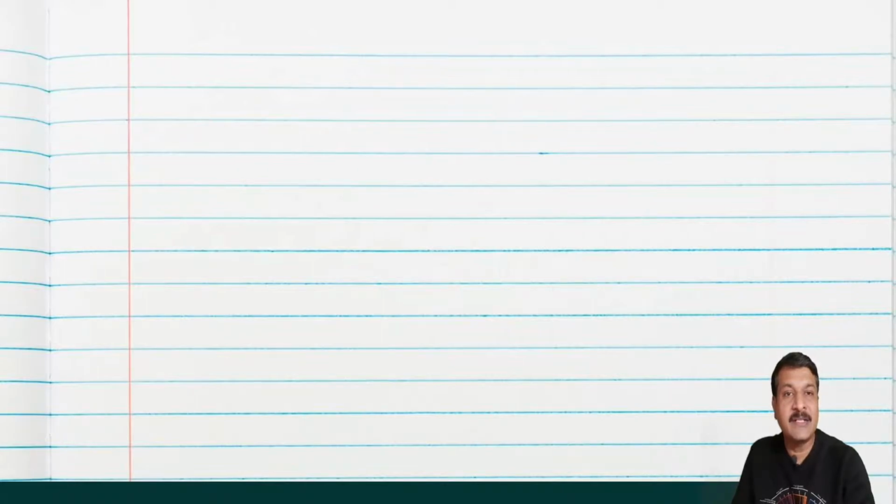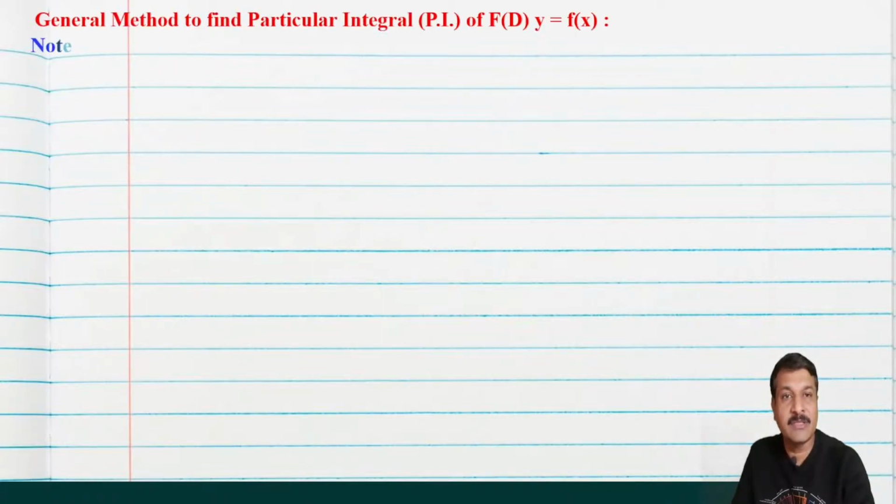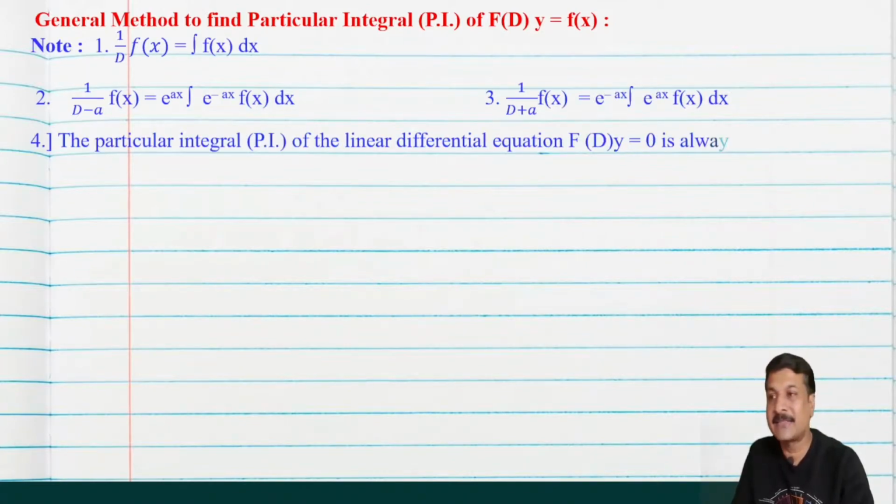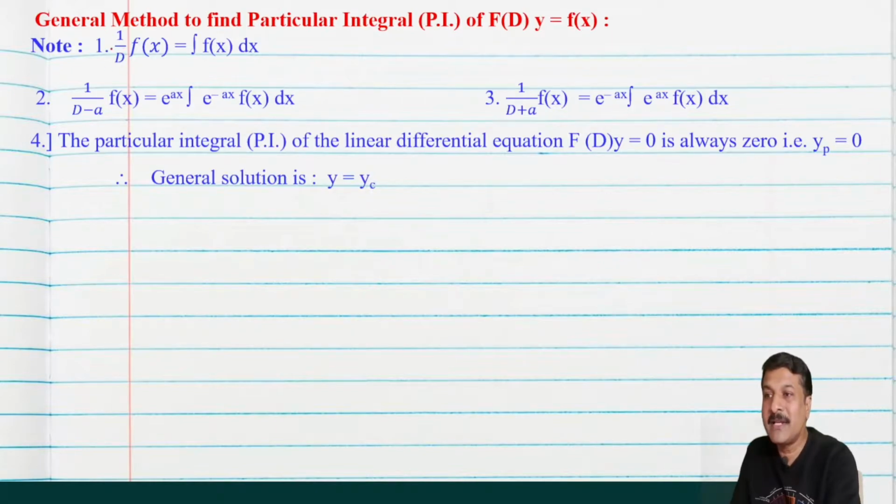Before considering the general method, you must note something: 1 upon D operating on f of x equal to the integration of f of x dx. It means that whenever a single D is in the denominator, then directly take integration. As we know, if D is in the numerator, then it is a derivative, and if it is in the denominator, it is an integration.